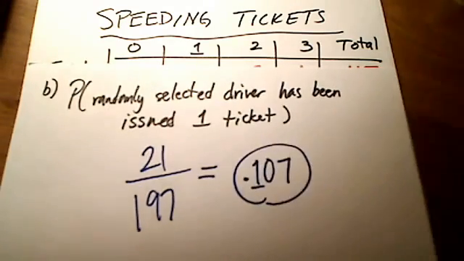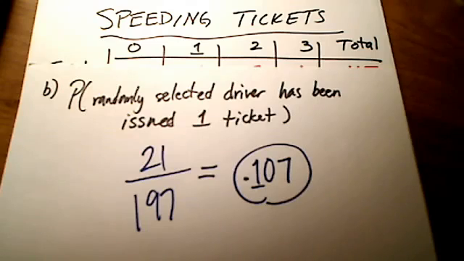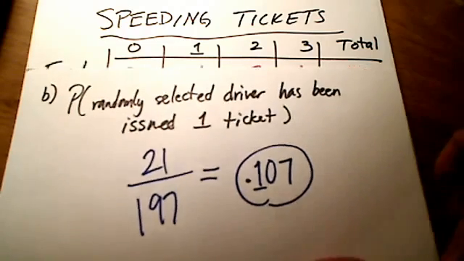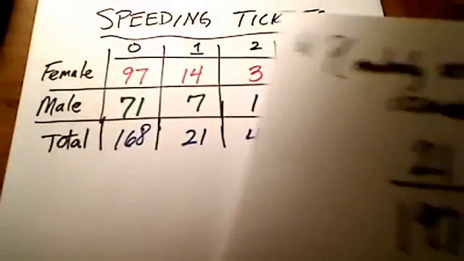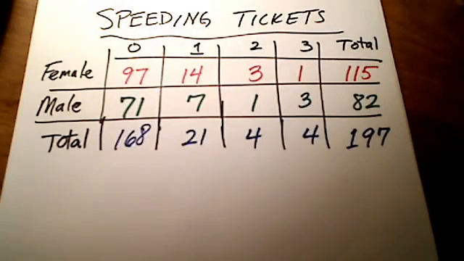I hope you can verify that on your calculator. Okay, so that's randomly selecting a driver who had only 1 ticket. Let's change up the problem once again. Now these are going to be a little bit trickier here.